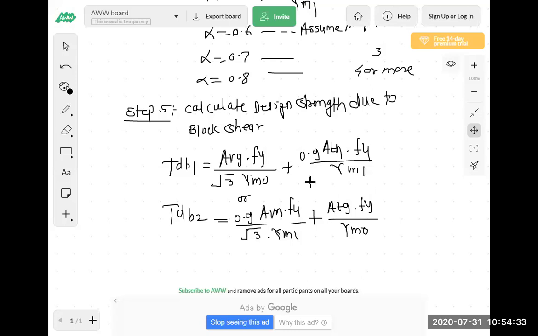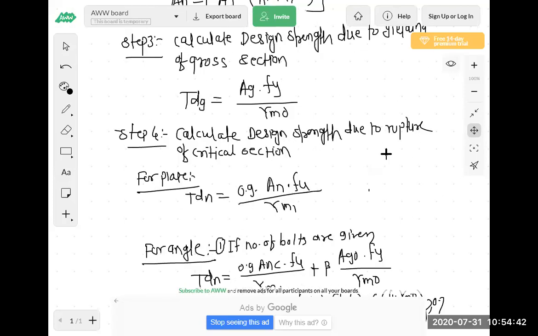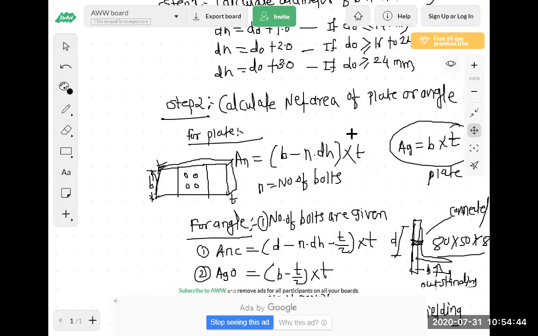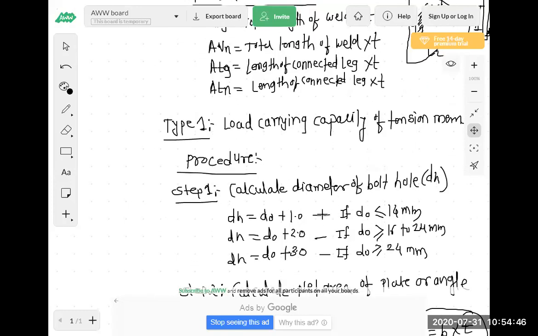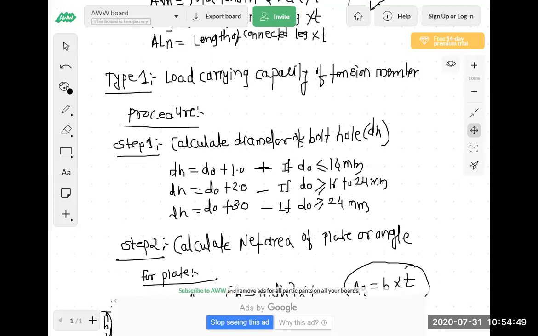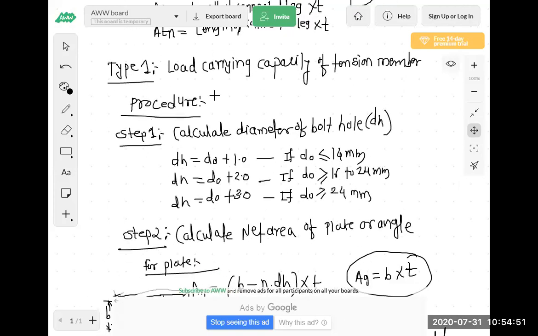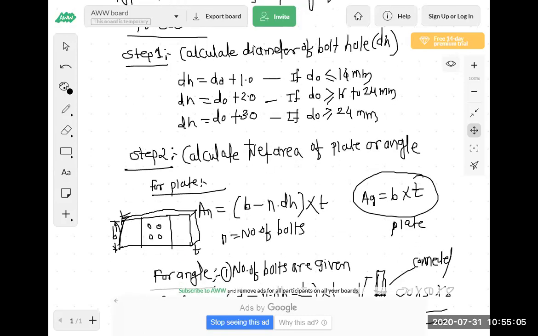Okay, so this is the procedure of type 1, that is the load carrying capacity of the tension member. So we'll see again what we have. You can see here the type 1 load carrying capacity of the tension member. We have seen the procedure. So step 1, what is step 1? Calculate diameter of bolt hole. That diameter of bolt hole we have to calculate by using this formula. Then step 1 is over.